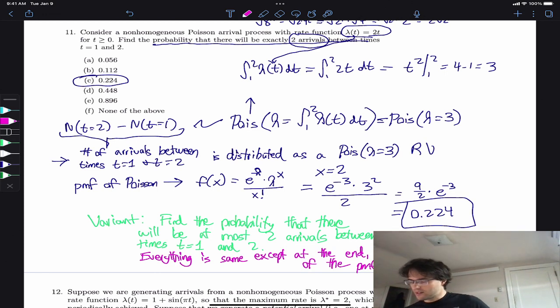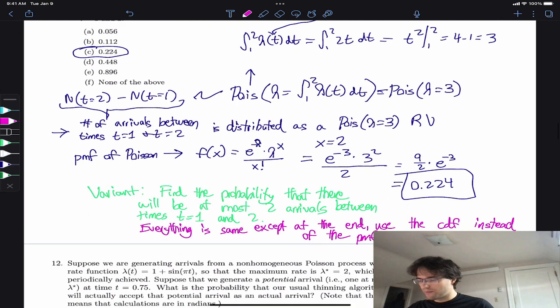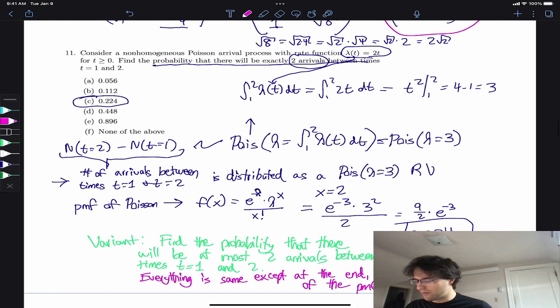Because in this case, we want to use the CDF to find the probability that x is at most some value, which is a fancy way of saying x is less than or equal to that value. Another variant could be: what's the probability that the number of arrivals between times t equals 1 and 2 is at least 2? In that case, you'd also use the CDF, but you'd take 1 minus the CDF. I just wanted to give you some of the variants and show you how to approach this problem.